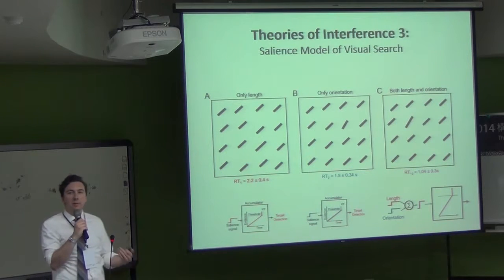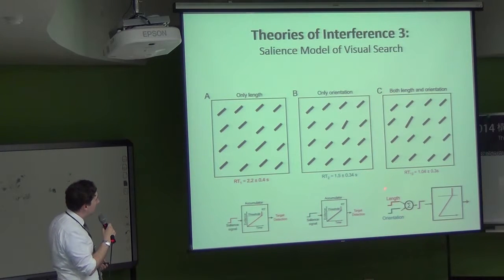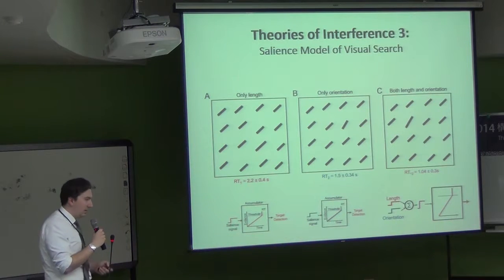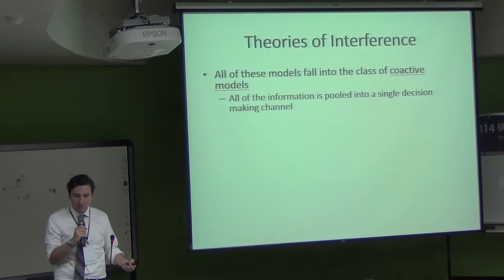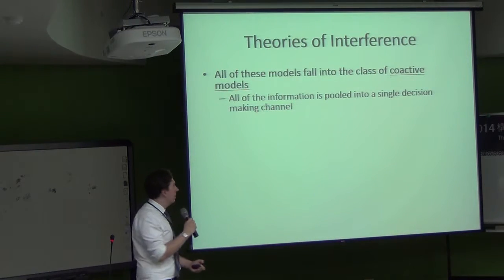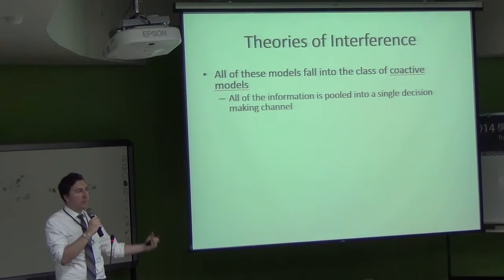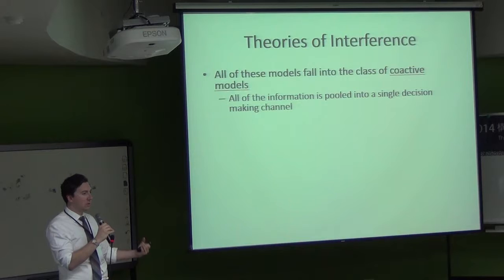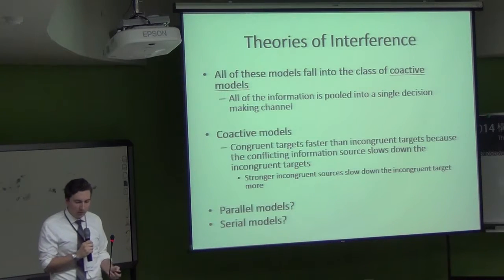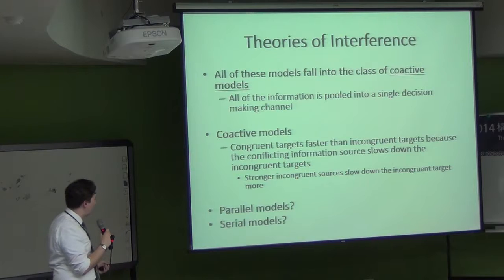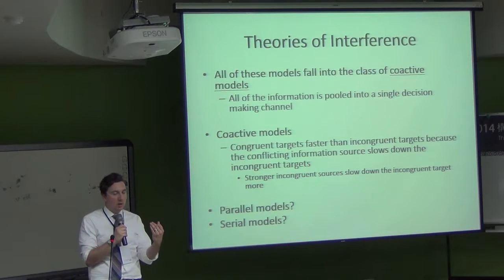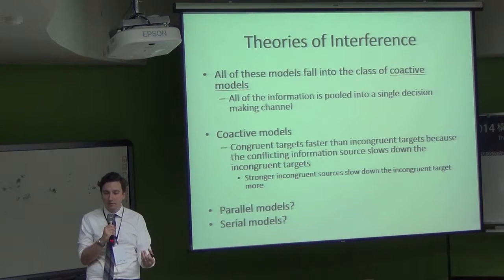A very common way of thinking about this type of oddball search is that, in fact, both of these differences are summed together and fed into a single decision-making channel. Now, if you remember from Mario's talk, each one of these models fall into a class of coactive processing models, because the information that you're getting from the stimulus is pulled together into a single decision-making channel. But that's not the only way in which you can process this type of conflicting information. So coactive models do provide one way of understanding the influence of conflicting information.